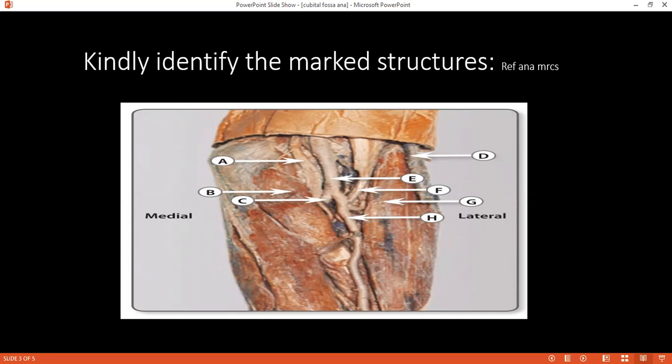Which part of the humerus is involved in the participation or formation of the elbow joint? The lower part, which is the trochlea and the capitulum.